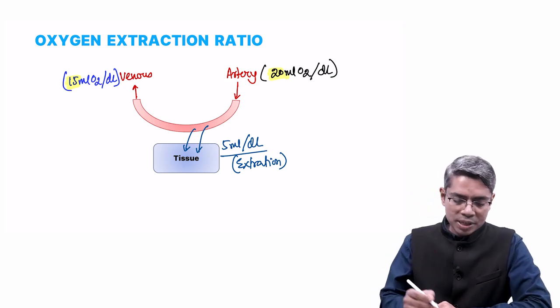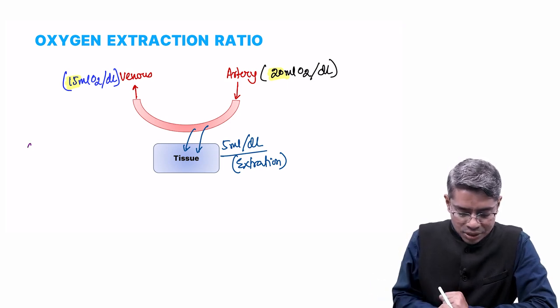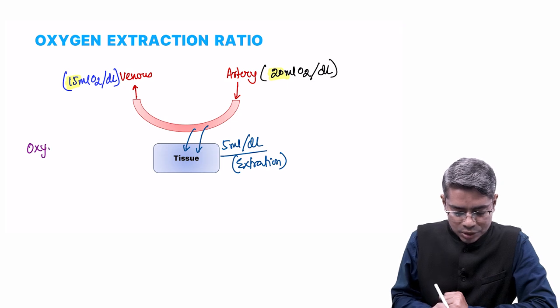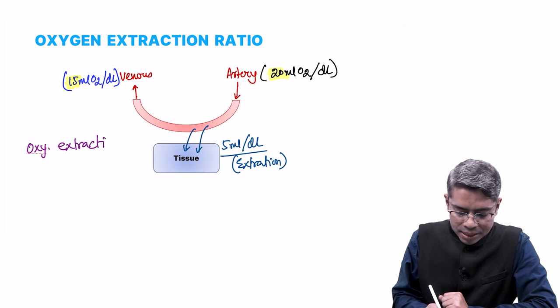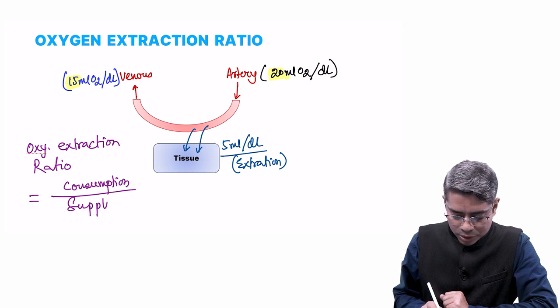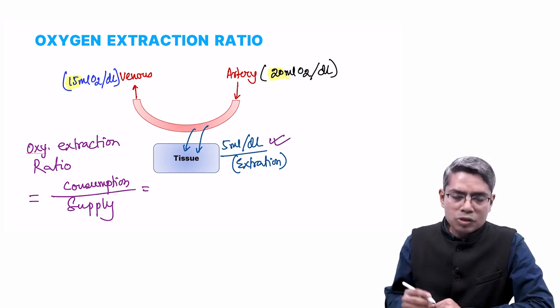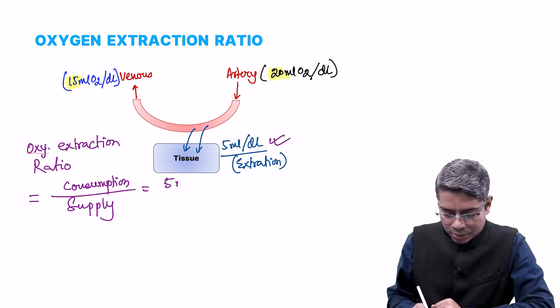oxygen. So from here you have to understand the meaning of oxygen extraction ratio, because that has been asked in MCQ. So oxygen extraction ratio is calculated by consumption upon supply of oxygen. So how much oxygen is consumed by the level of tissue? Tissue is consuming only 5 ml of oxygen. So this is 5 ml.